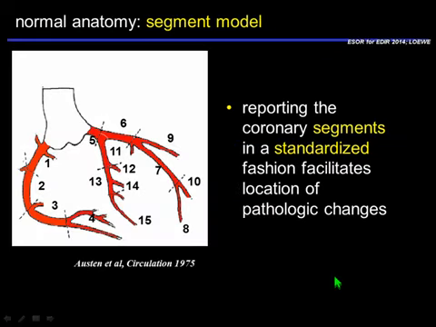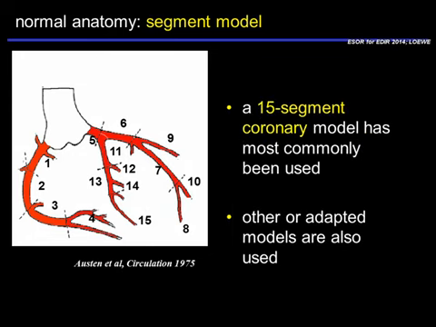To be able to compare our reports with findings at the coronary angio and to describe pathological changes, the segmental model has been introduced. There are a lot of different segmental models available in the literature. However, the 15 segments model, as introduced by the American Heart Association, is currently the most commonly used, and I will introduce in the next couple of minutes this 15 segment coronary model to you.